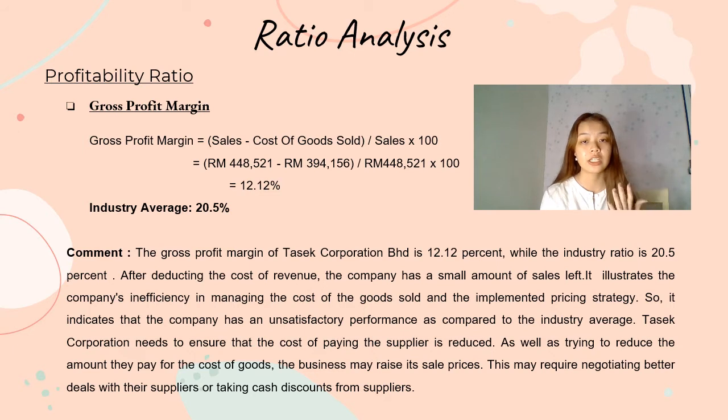Based on the calculation above, the gross profit margin of the company is 12.12%, while the industry average is 20.5%. It shows that the Tasek Corporation gross profit margin is lower than the industry average. Okay, this illustrates the company's inefficiency in managing the cost of goods sold and the implemented pricing strategy. Okay, how to improve this is Tasek Corporation needs to ensure that the cost of paying the supplier is reduced by negotiating a better deal with their supplier or taking cash discounts from the supplier.